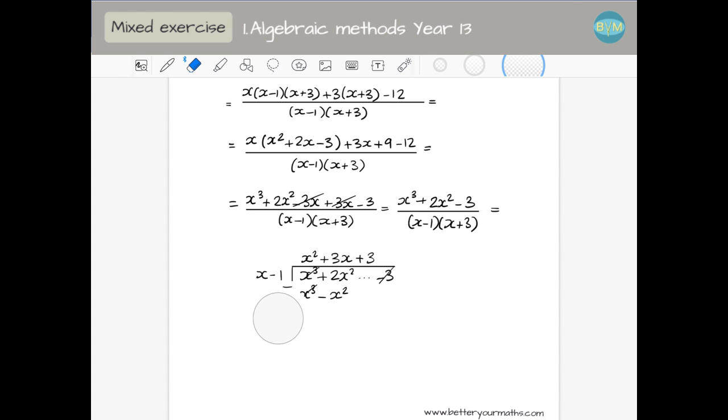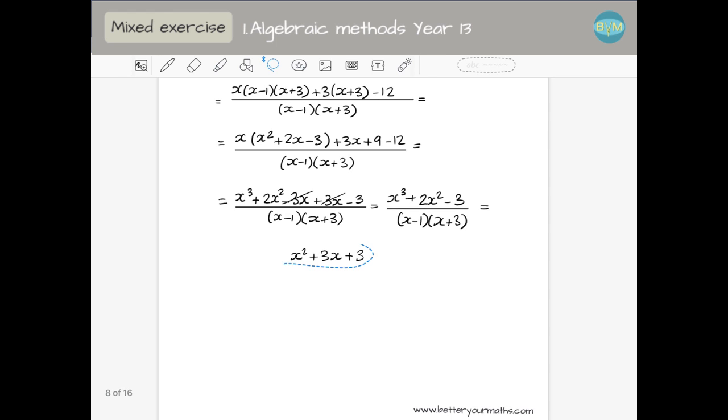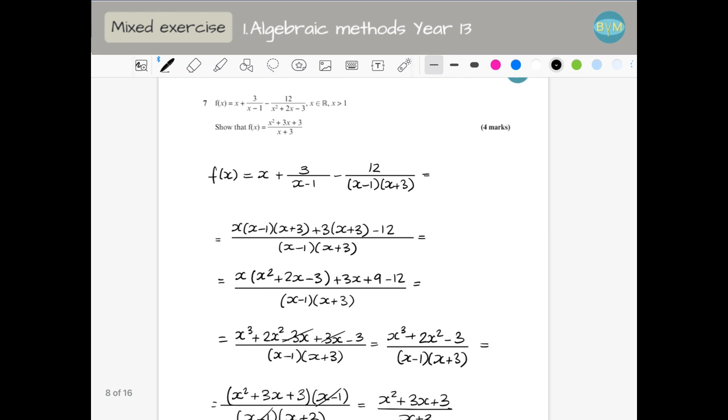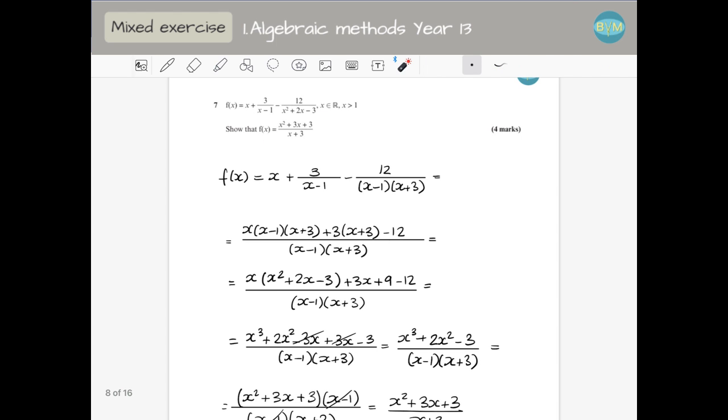So let me clean this again and I'm going to just keep the quadratic. So I'm going to write this quadratic multiplying the x minus 1, because I know the product of these two is the cubic that I have, and then x minus 1, x plus 3. I can cancel these two, and this is x squared plus 3x plus 3 divided by x plus 3, and now it looks like it should, yeah, is what we needed, yeah, and that's all with this question.